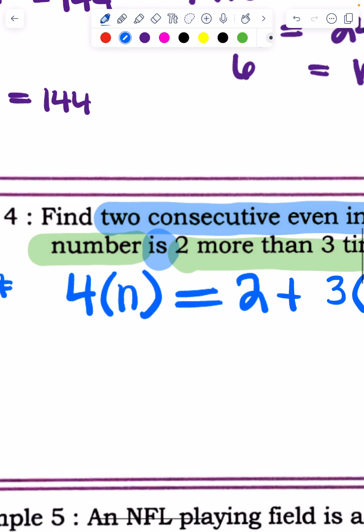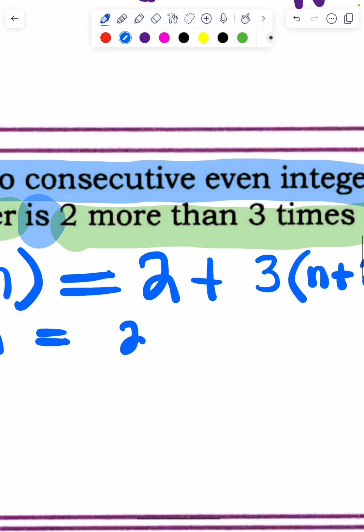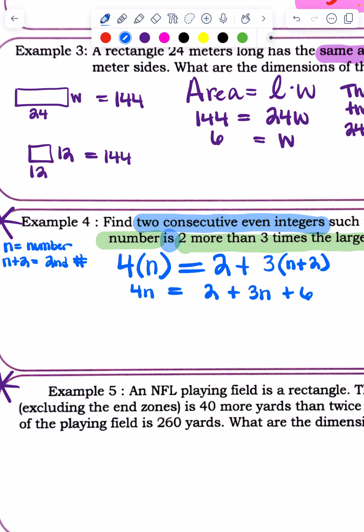So 4n equals 2 plus 3 times n plus 2. Now we're going to simplify. I'm just going to rewrite this without the parentheses, because do we really need them? No, but again, it's nice to see it once you're plugging it in. So 3n plus 6. Combining like terms, I'm just going to subtract 3n. So I have n equals 8. My smallest number is 8, and I also have 2 consecutive even integers, so it's not only 8, but it's also, hopefully you said it in your head, 10. And this is my answer.